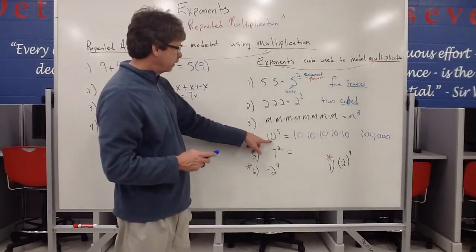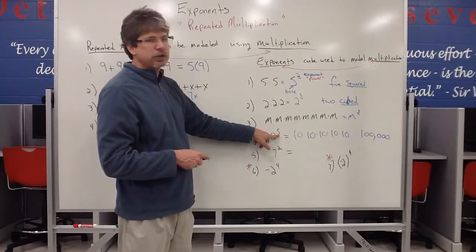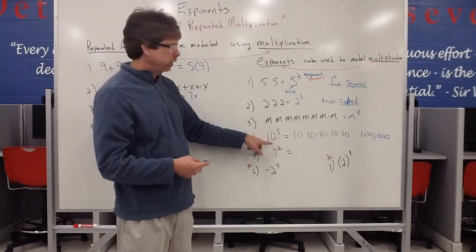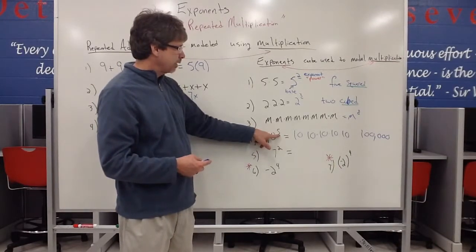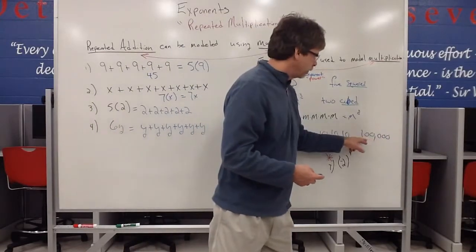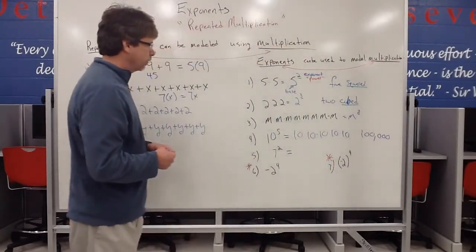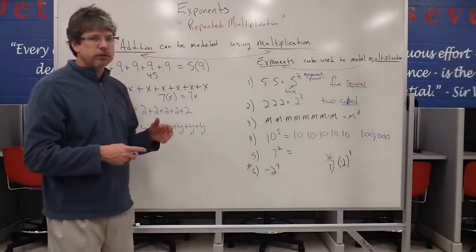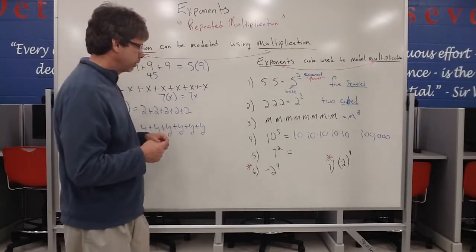What's cool with base 10s is that the 5 really just tells you how many zeros to stick on there. That's kind of our shortcut. So anytime your base is a 10, that 5 just tells you how many zeros to stick on it. Because when you multiply by 10, you're essentially just adding a 0. That's kind of what we learned.